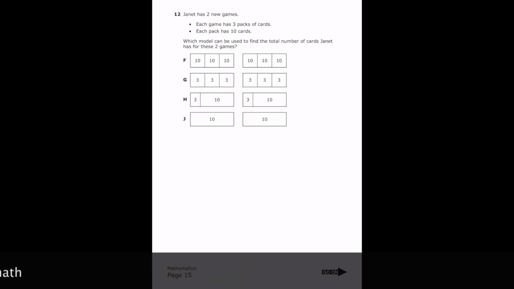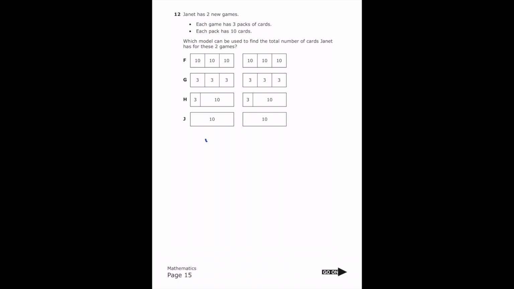All right, so Janet has 2 new games, right? So we have, let's just say game 1 and game 2. And each game has 3 packs of cards. So 1, 2, 3, 1, 2, 3. And each of those packs has 10. All right, so we're going to put that this has 10 cards. Right, same thing, 10 cards. Just going to put 10C. And same thing for all of them.